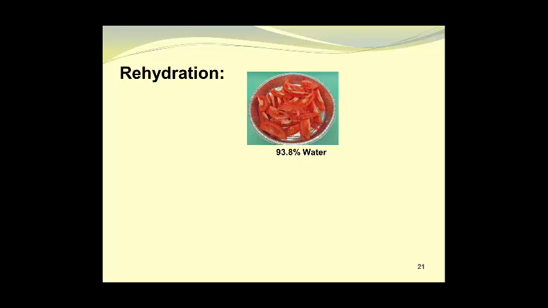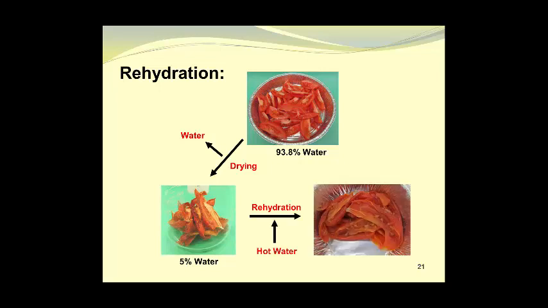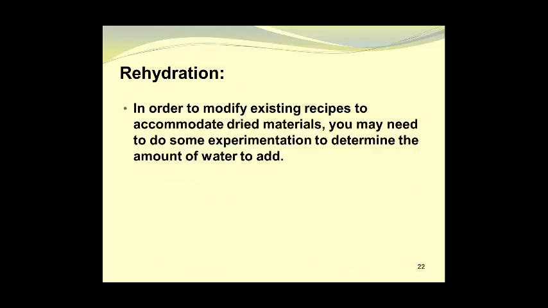Here we have some tomato wedges which contain 93.8% water on a weight basis. Again, we will go through the drying process where we remove water. This gives us dried tomato wedges containing 5% moisture in this case. Once again, we will go through the rehydration process where we use hot water and we end up getting hydrated tomato wedges with 80.3% water, which is not nearly as much water as the tomatoes had originally. But in a stew, this is quite acceptable.